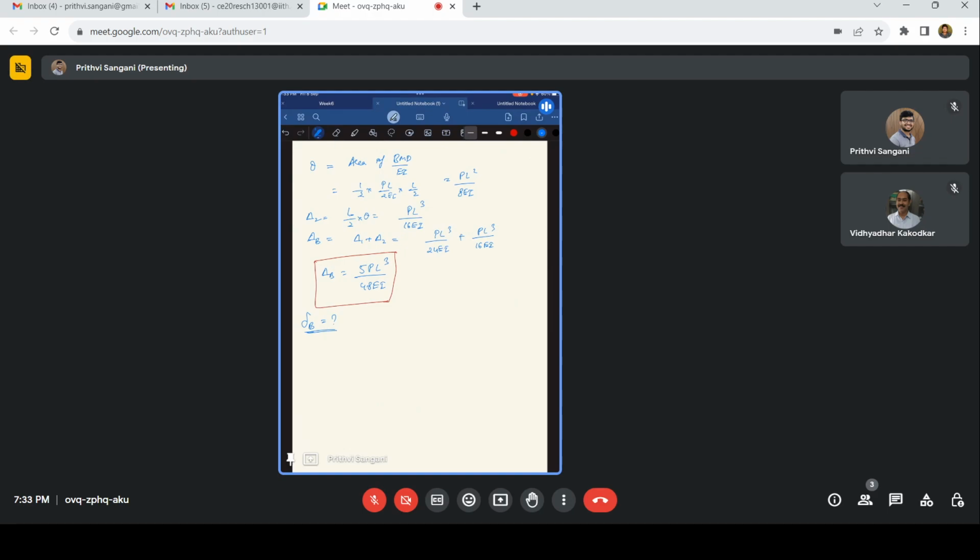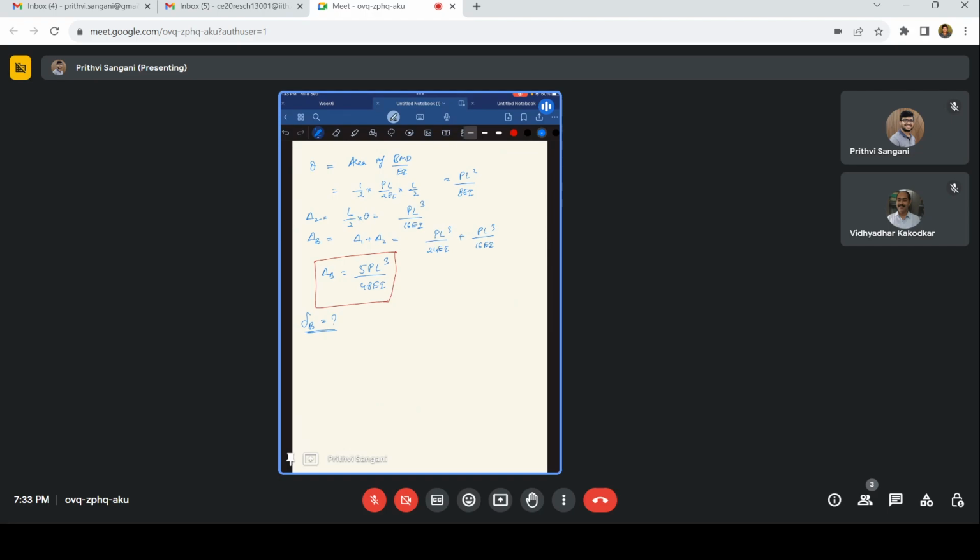Number of unknowns are one, two, three, four. Four unknowns. Number of equilibrium equations: we have three, those are Fx equal to 0, Fy equal to 0, and sigma M equal to 0. So static indeterminacy is 4 minus 3, that is 1. So DS is equal to 1. So 1 is the redundant force. Again, I am comfortable using the cantilever beam.